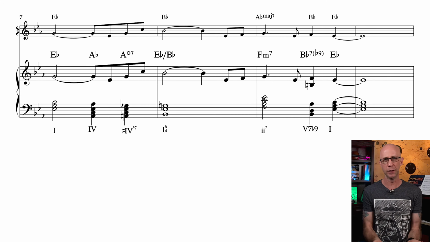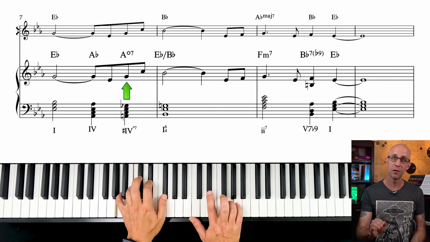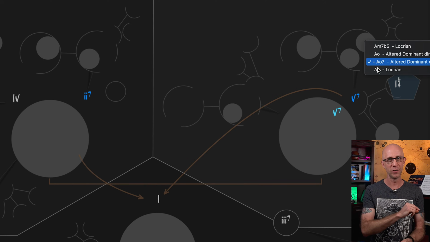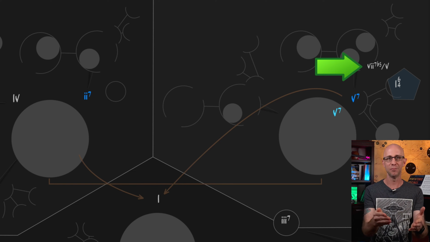The problem we have here is the melody. This G note doesn't work at all on the A diminished 7, but there's a variation of the sharp 4 diminished 7 which contains that G note instead of the F sharp. This is usually seen as the 7 minor 7 flat 5 of 5.